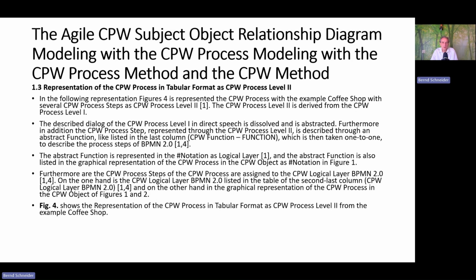Furthermore, the CPW process steps of the CPW process are assigned to the CPW logical layer, Business Process Modeling Notation 2.0. On the one hand, the CPW logical layer Business Process Modeling Notation 2.0 is listed in the table of the second last column, and on the other hand, in the graphical representation of the CPW process in the CPW object of figure 1 and figure 2.